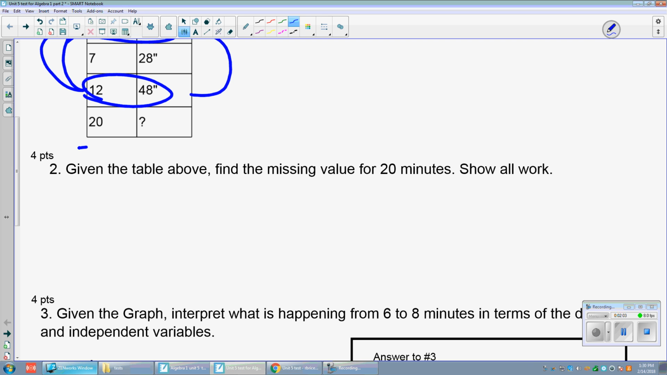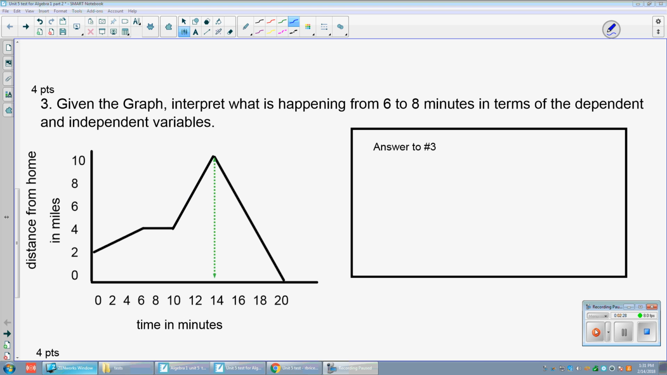So you can take a look at the relationship with the table, and it's like, okay, are we going to be multiplying or dividing? We have 12, we go to 48. We have 7, we go to 28. Oh, okay. Yeah, we're multiplying by 4. So it's 20 times 4 is 80, and I think it's minutes, right? Yeah, that's it. You got it? You have any questions, make sure you raise your hand.